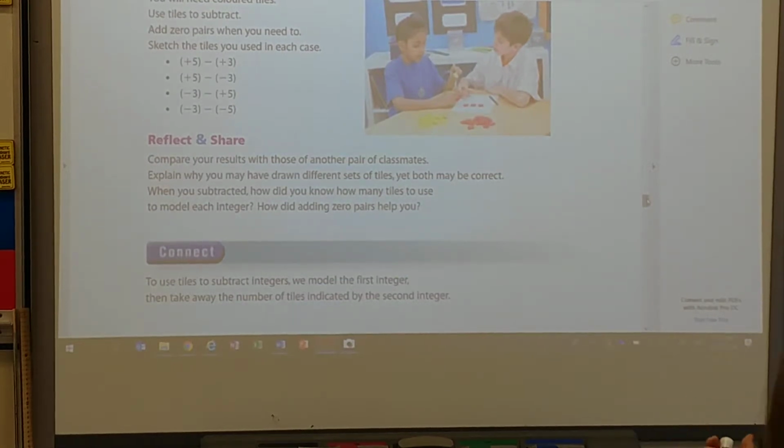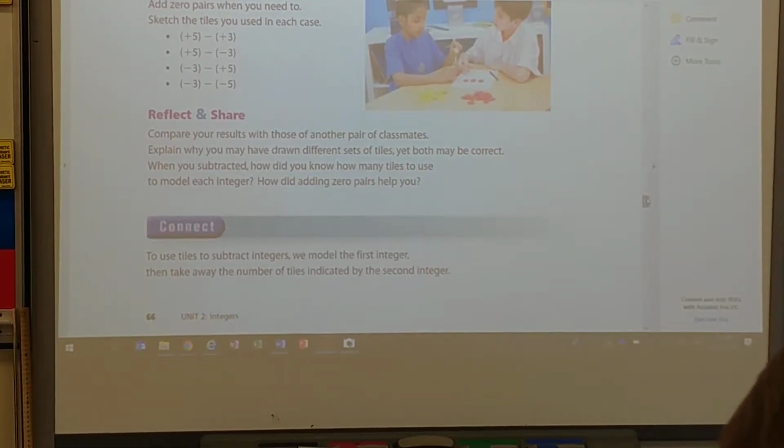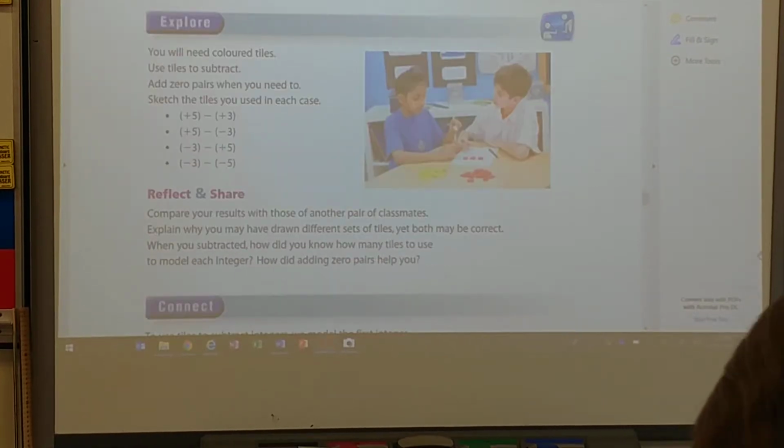How many of you right now, I want to see your thumbs, minusing with tiles. Minusing with tiles. All right, YouTube land. I've got a few neutrals and a bunch of thumbs up. All right, let's take a look at some more.